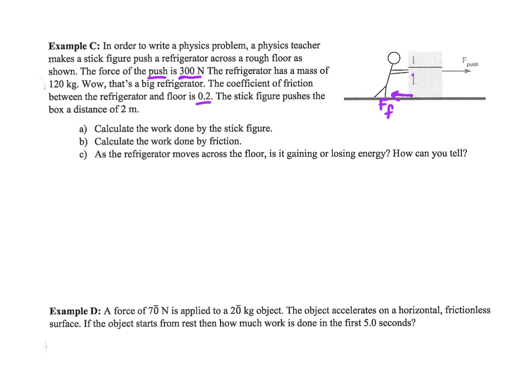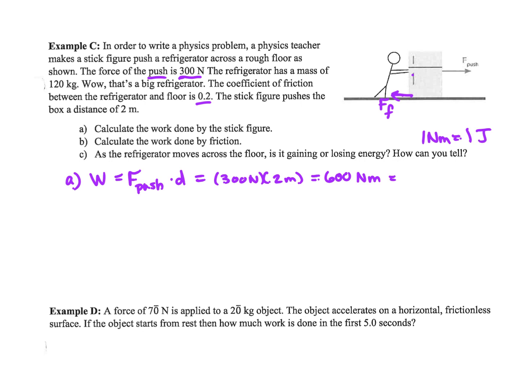So calculate the work done by the stick figure. So A, the work done by the stick figure is going to be equal to F push times the distance, won't it? Okay, well, that's going to be 300 newtons times a distance of 2 meters, which is going to be 600 newton meters. And since we said newton meters, just so you know, 1 newton meter is equal to 1 joule. This is going to be 600 joules. Positive work done.